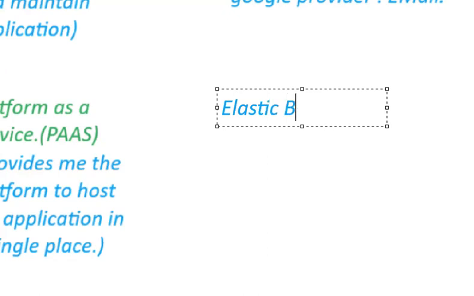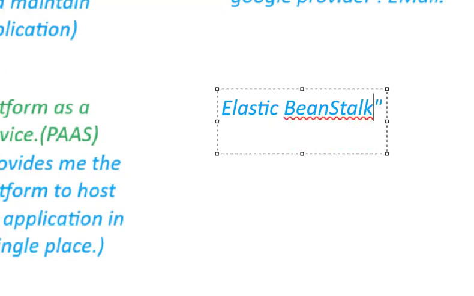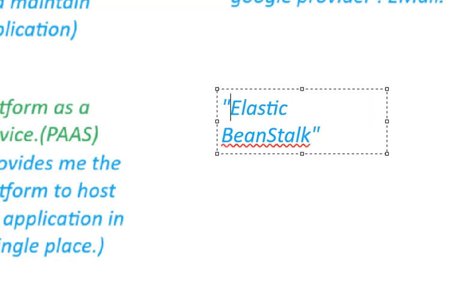The service name here is Elastic Beanstalk. It is a service which acts as platform as a service in AWS. In AWS, if anyone asks you to give an example of platform as a service, then you have to provide this answer, that is Elastic Beanstalk. Sir, what is this? Can you tell me some brief about this? Yeah.